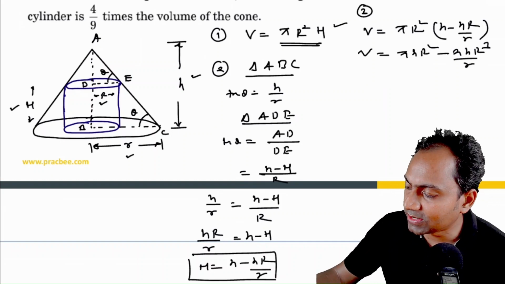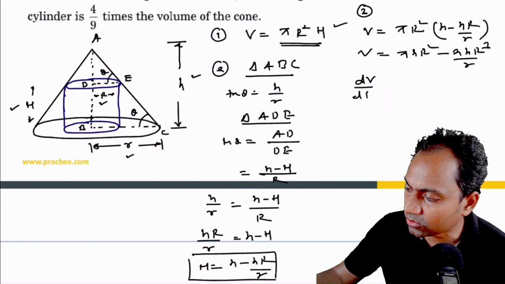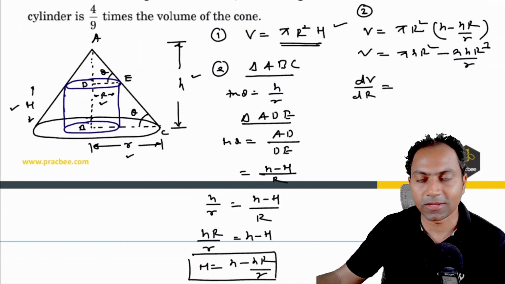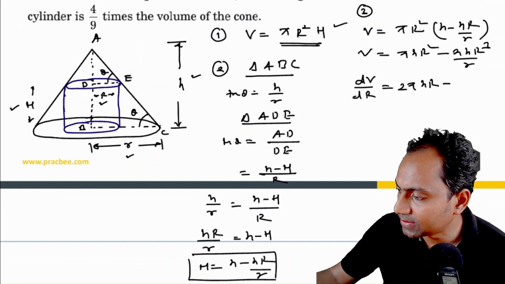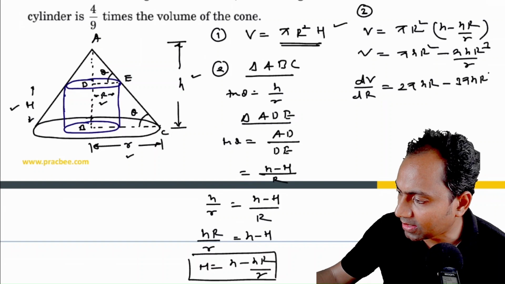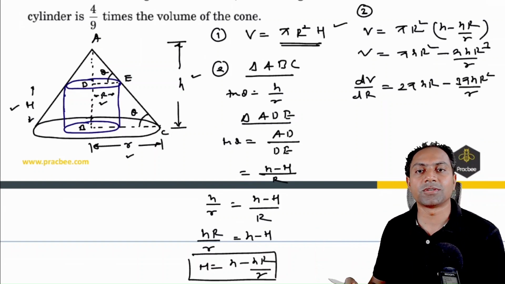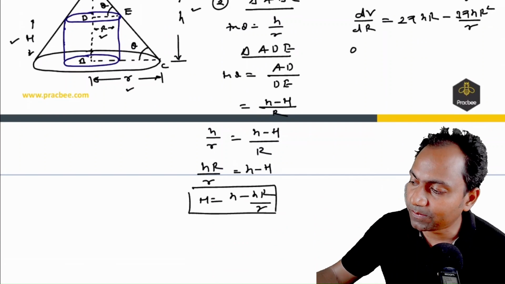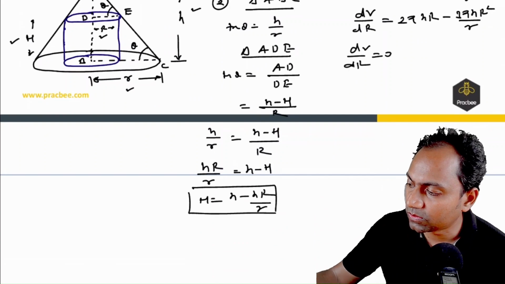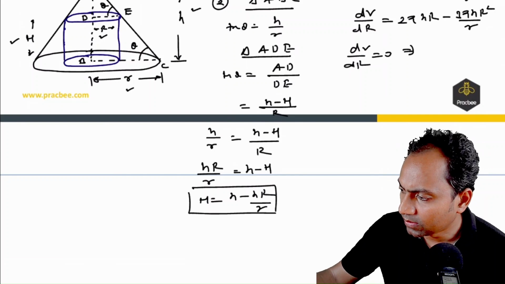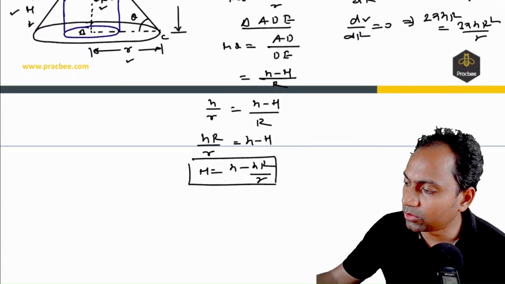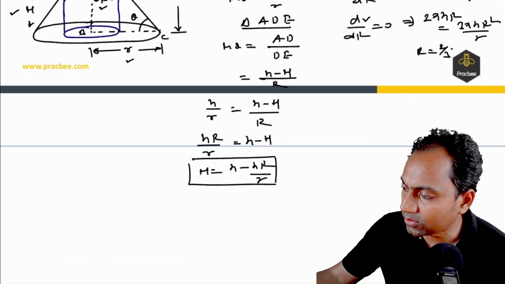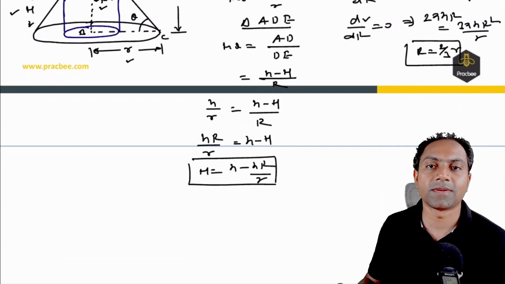So now our process is very simple. I will differentiate this with respect to the only variable that we have got, that is capital R. If I do it, this is 2 pi h r minus 3 pi h r square by small r. These are the values that we are getting. Now what we will do in the next step is equate this to 0. If I do so, 2 pi h r will be equal to 3 pi h r square by r. So the value of r that we are getting after solving is 2 by 3 r. This is the value that we are getting.